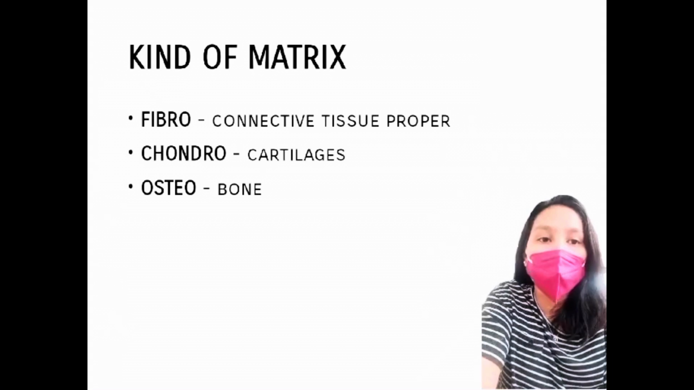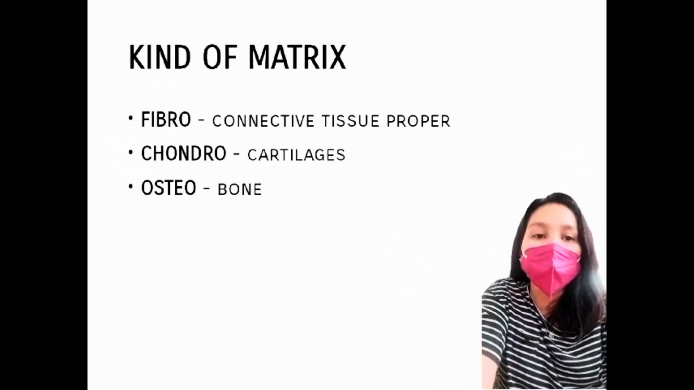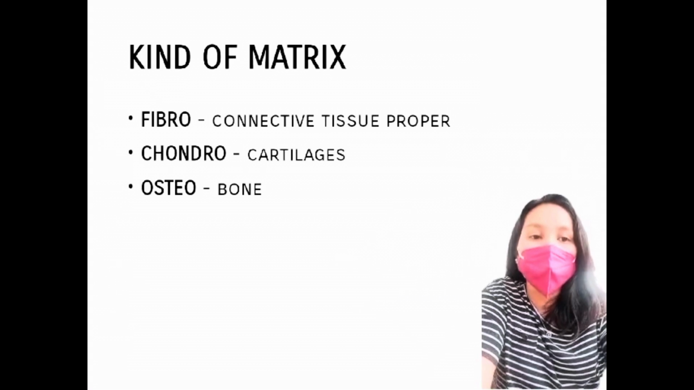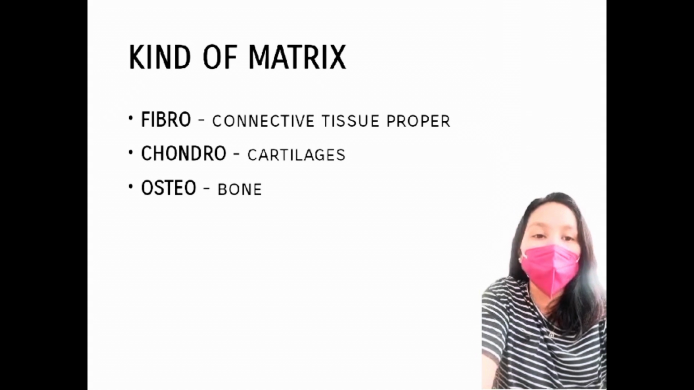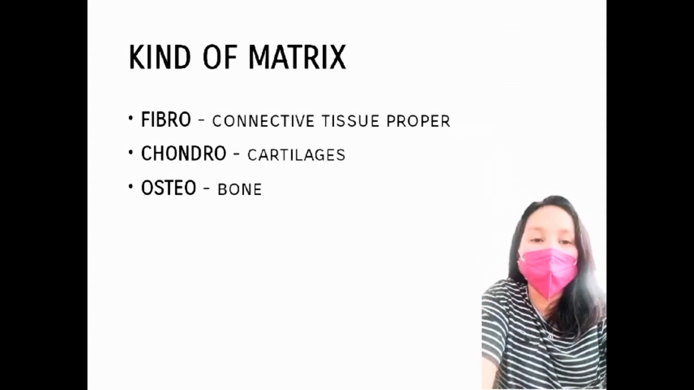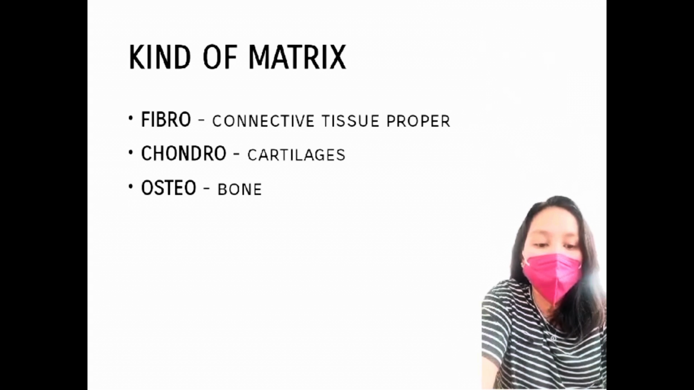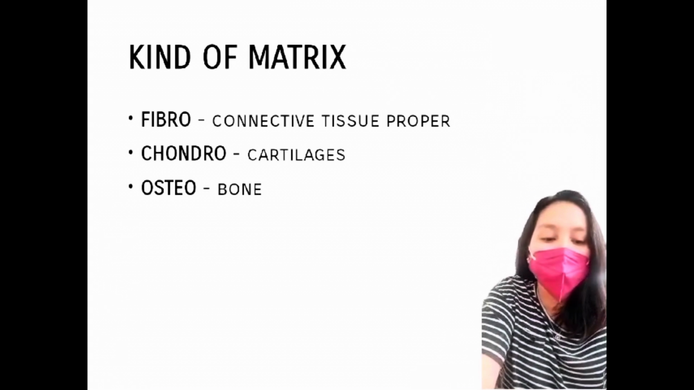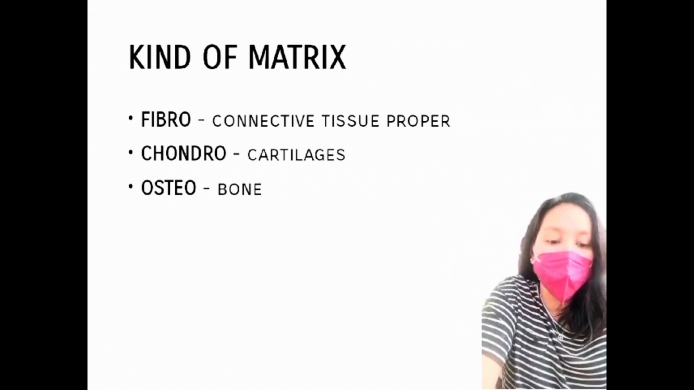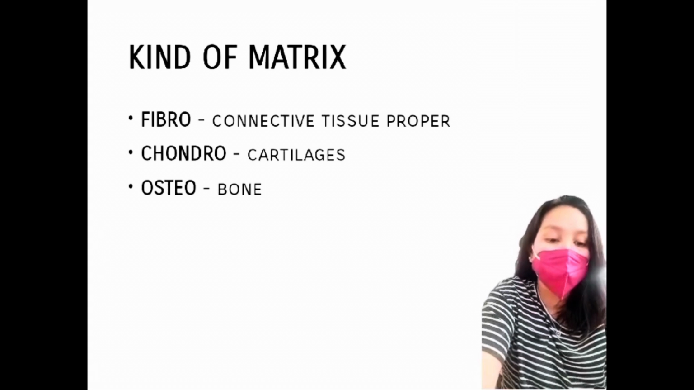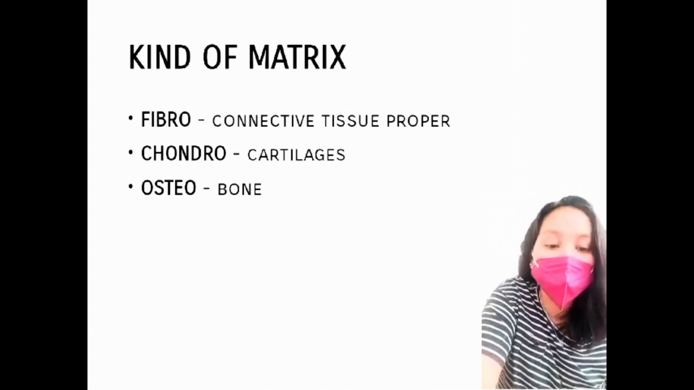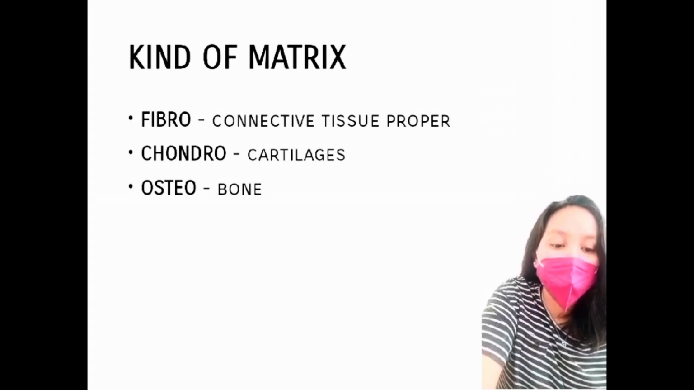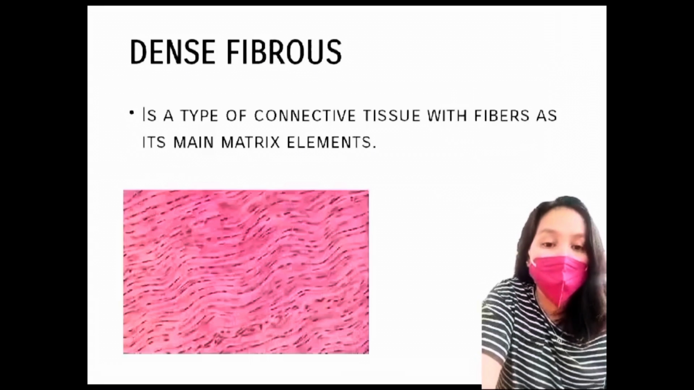Next is the kind of matrix. First is the fibro. It is a connective tissue proper. Chondro means cartilage and osteo means bone. For example, the fibroblast means fiber-forming cells, and the chondrocytes are the cartilage-maintaining cells. Third is the osteoblast, meaning bone-building cells.